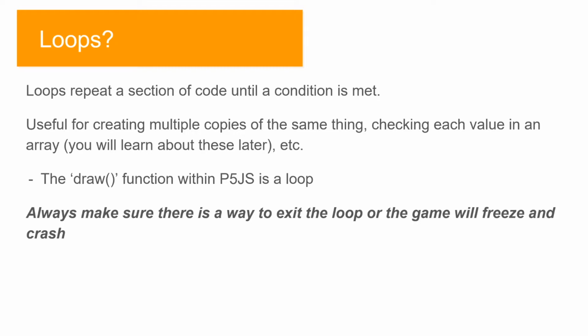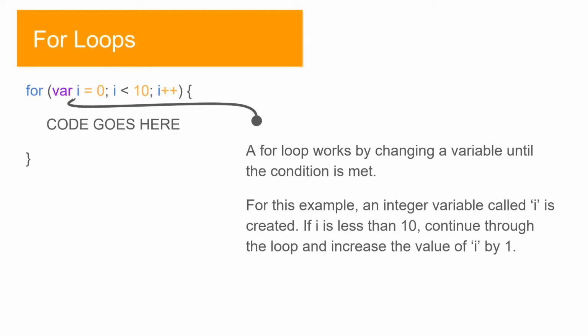The next part we're going to be going over are loops. What loops do is they repeat a section of code until a specific condition is met. This means you can use them to create multiple copies of the same shape or repeatedly check the same information for something new. In fact, the draw method, which we'll be using in the near future, is a loop. One important thing to keep in mind is that there must be a way to exit the loop. If there isn't, the loop will continue running until the game crashes or freezes.